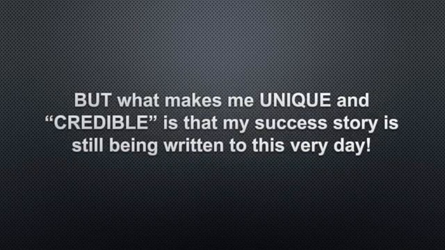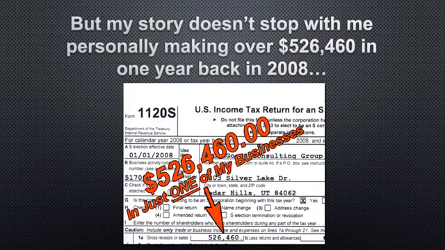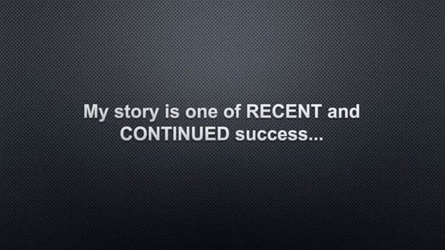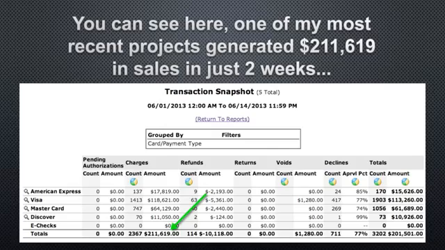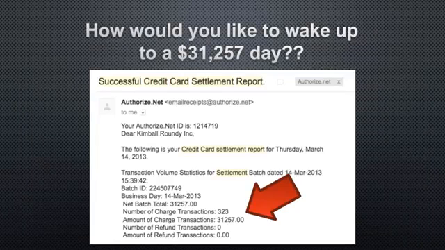Now, while all of this is true, I have made a ton of money over the last few years and have helped over 600,000 people in more than 176 countries get started doing the same thing by bringing them on and teaching them how to be an affiliate. But what makes me unique and credible is that my success is a story that is still being written to this very day, to this morning when I woke up to $5,000 worth of charges that had come through in the last, actually, no, we're over 10,000 now in the last 48 hours. My story doesn't stop with me personally making over $526,000 back in 2008 with one of my previous systems. My story is one of recent and continued success.